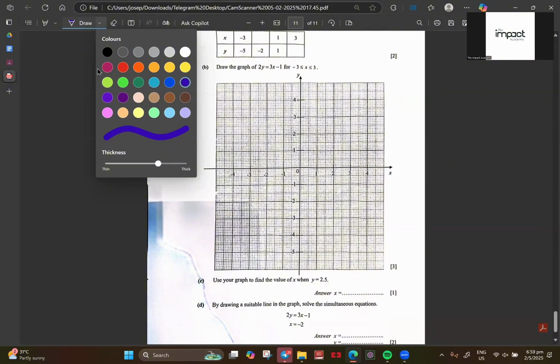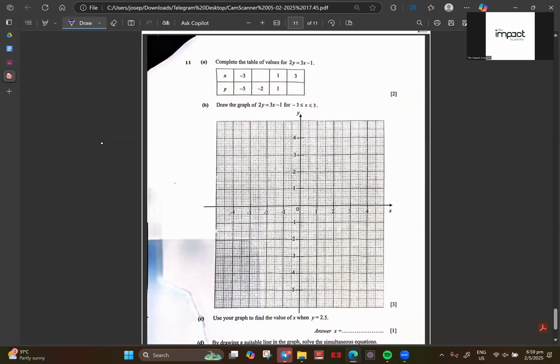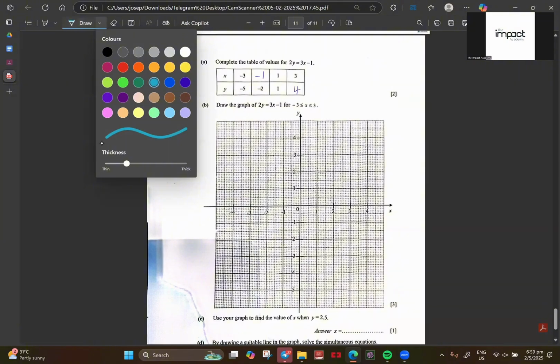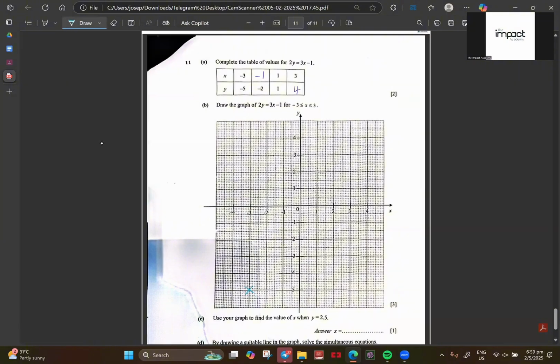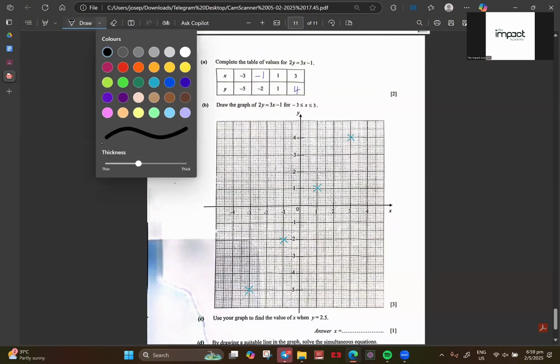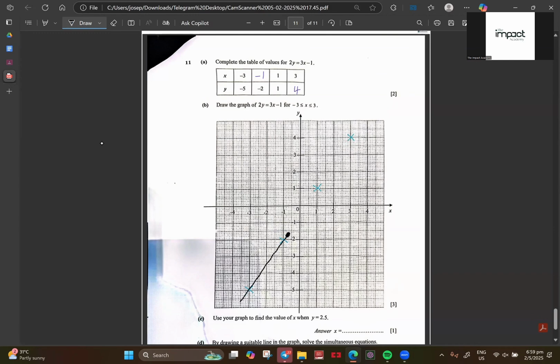Okay, so you have -1. I trust your calculation. What is the other one? 4, right? Can you quickly plot it? -3, -5. So it has to start from the bottom. This is the one. Followed by -1, -2. That is the next one. Followed by 1 and 1, and then 3 and 4. Can you understand? All right, then you want to connect the dots.